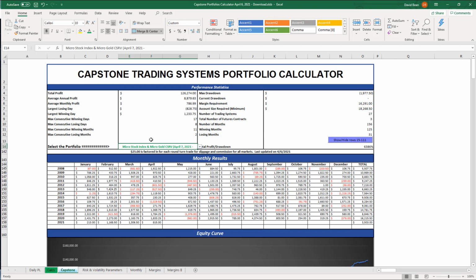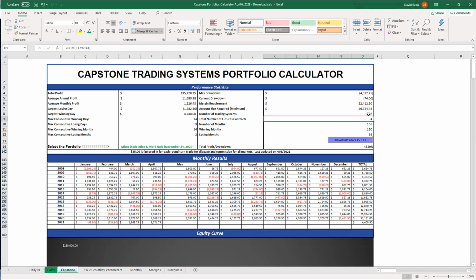I'm going to compare it to the current base micro stock index and micro gold portfolio. When you subscribe, you get all of these strategies, and if you're a current subscriber, you'll get the update. So there are 37 strategies here, and some of the ES and gold strategies are slightly different. I'm going to show you that.